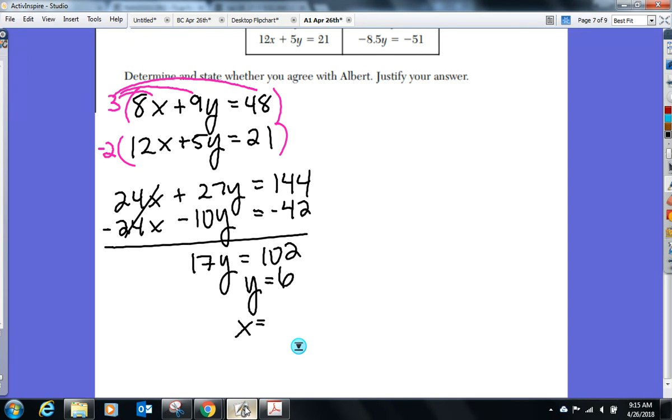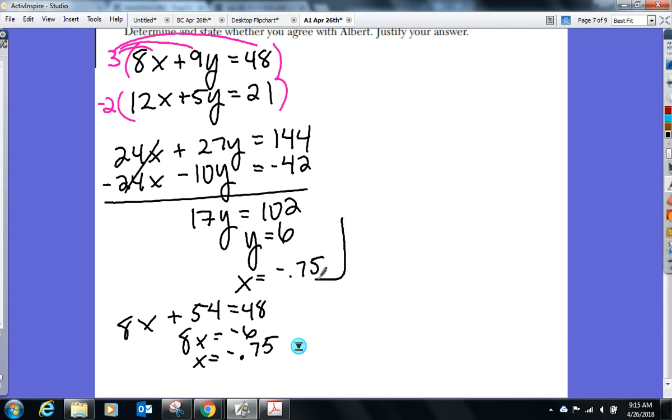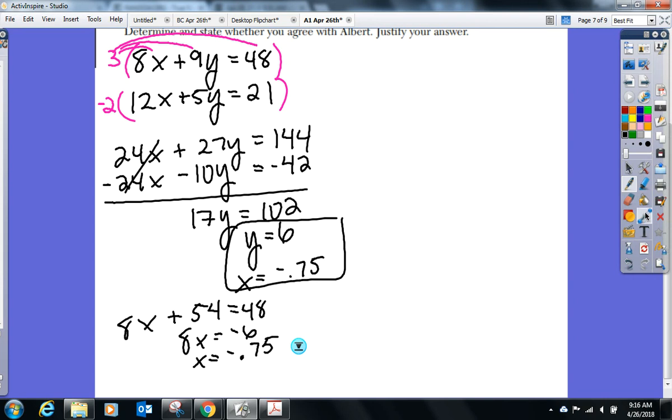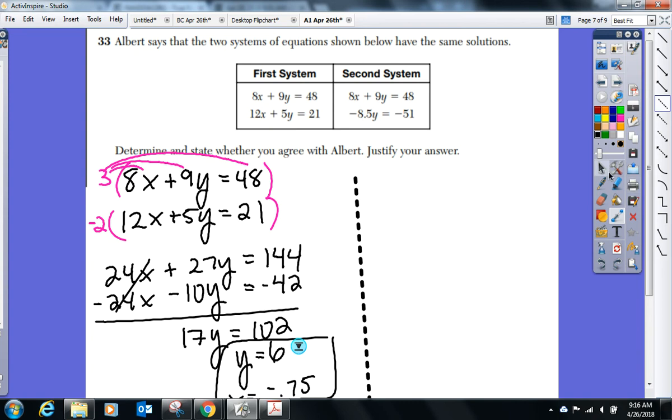All right, I'll plug it in. 8x plus, when I plug in 6 up here, I get 54 equals 48. 8x equals, what's that, negative 6? X equals negative 0.75. Everyone all right there? All right, let's see now about the second system. And this will finish this up for today.